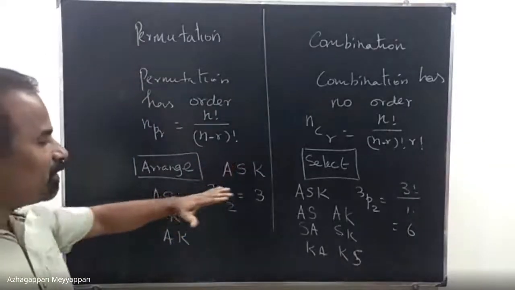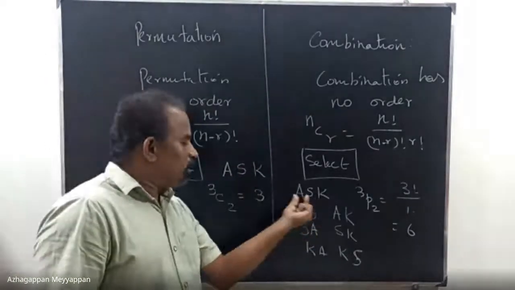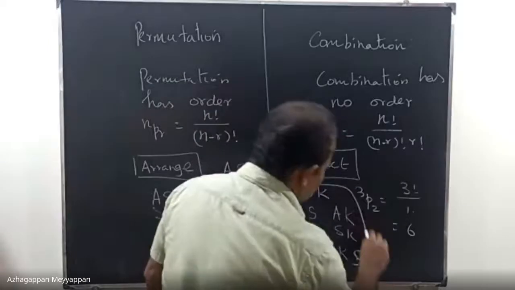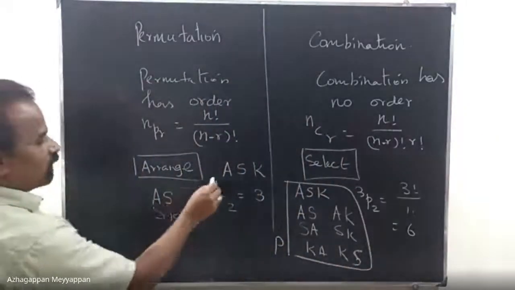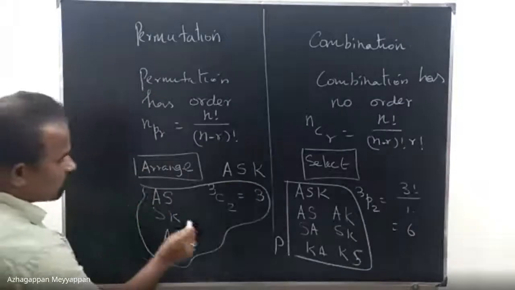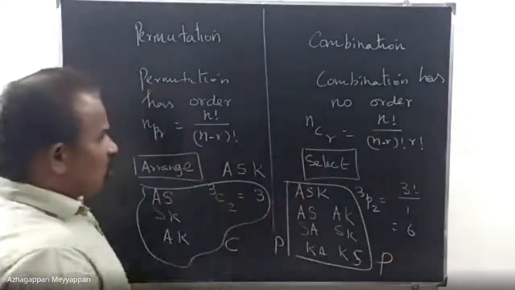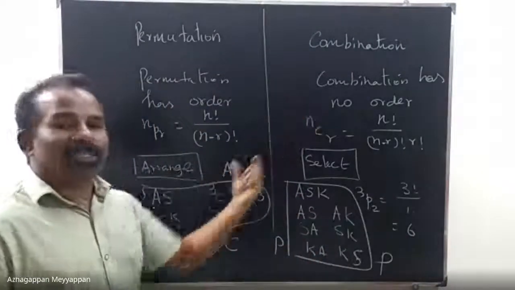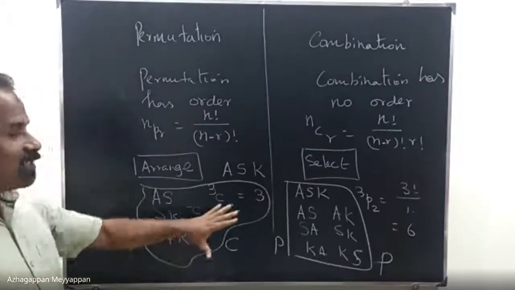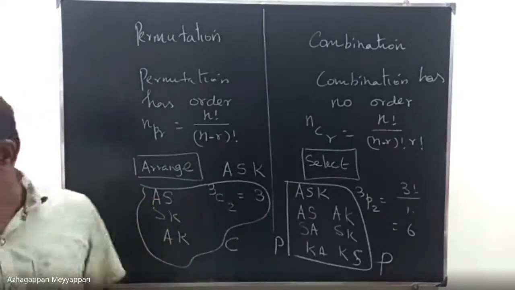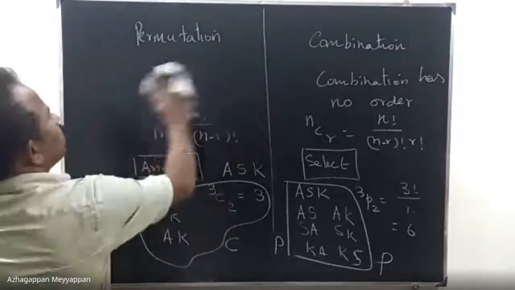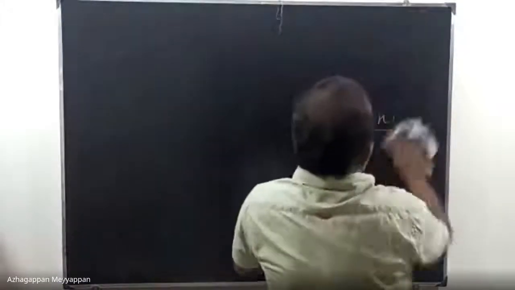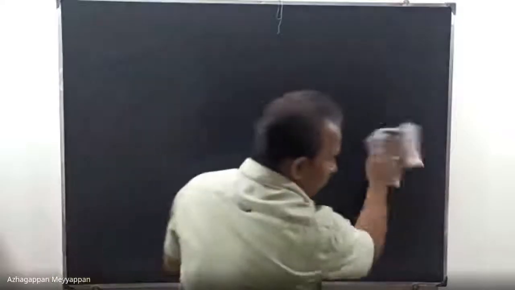Okay, so this is the difference. Sorry, here is permutation, and this is combination. Permutation has order. Combination has no order. This is the major difference. Then we will discuss the problems one by one.